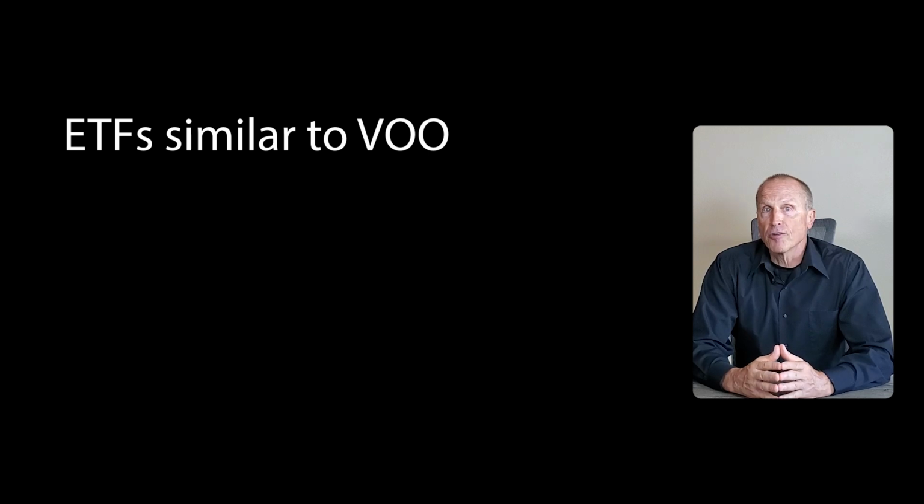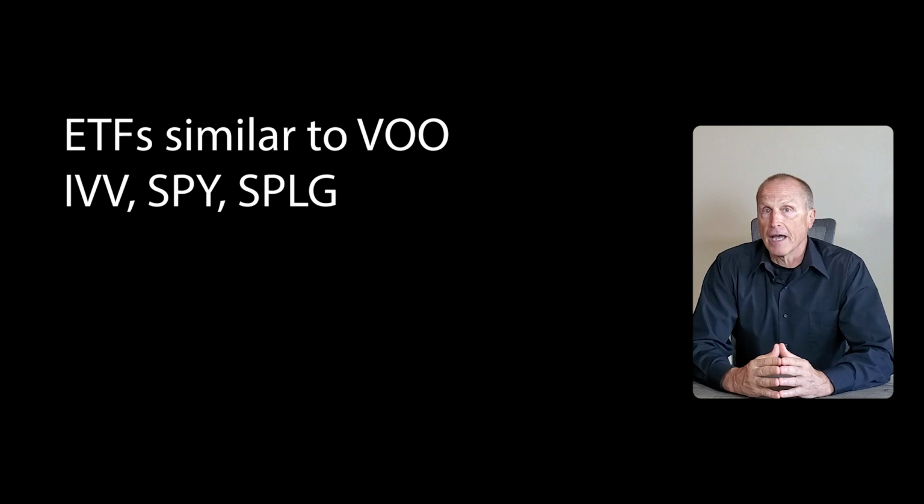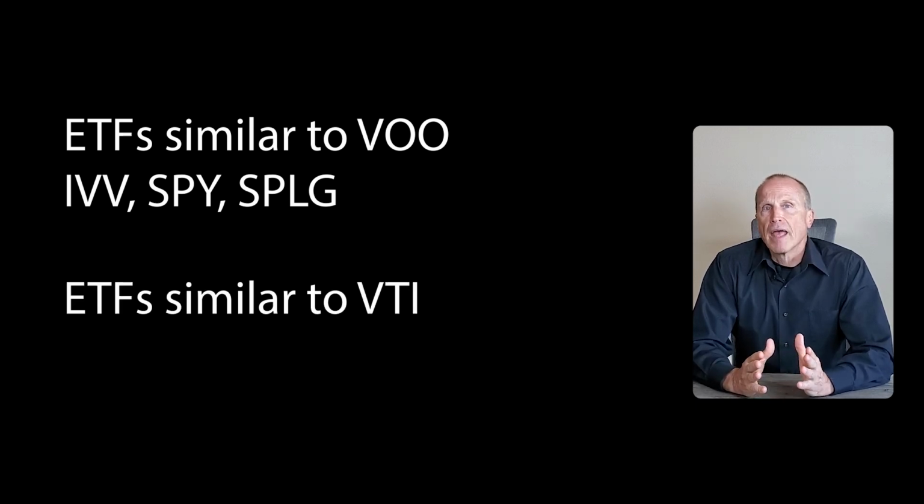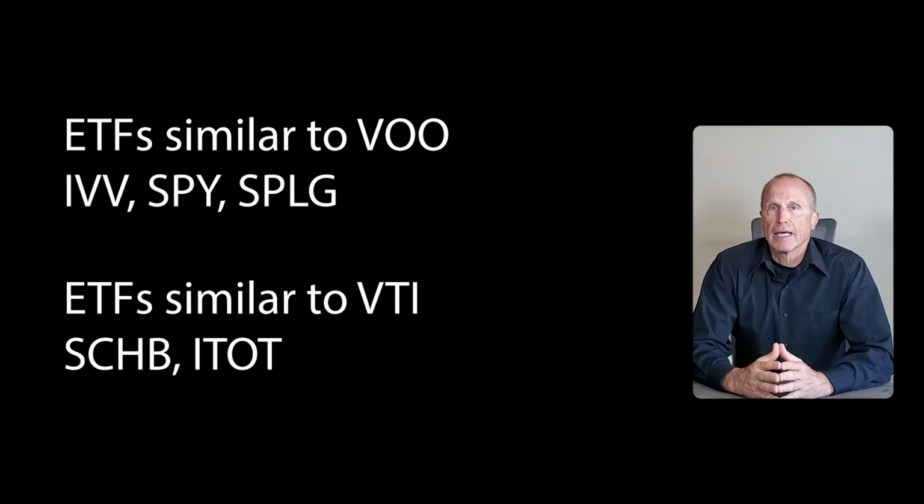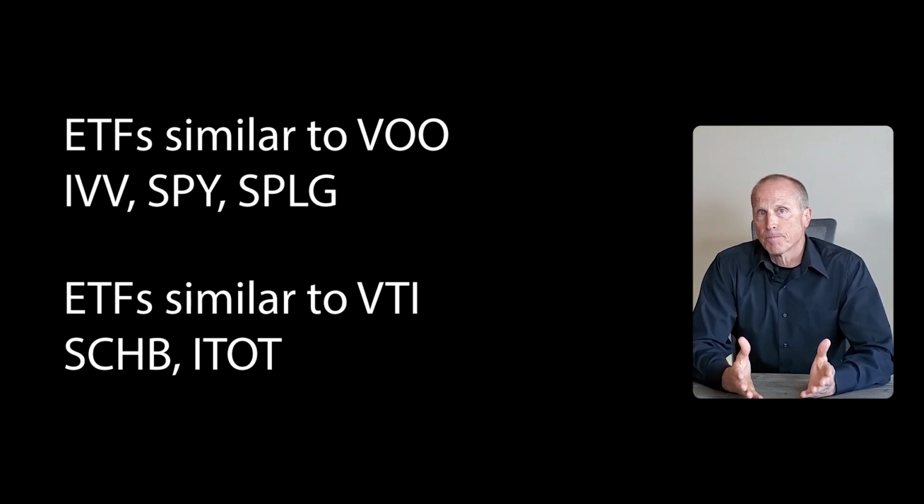Now, there are other ETFs that are essentially identical to VOO, such as IVV, SPY, and the SPLG is one I recommend a lot. The SPLG is a great choice for many because it has a lower price per share. It makes very little difference which one of these you buy. As for similar ETFs to VTI, you could use Schwab's SCHB or ITOT, which is nearly identical in its makeup.